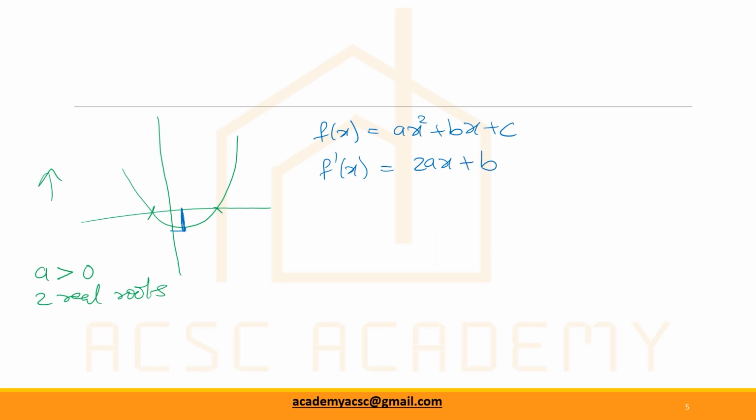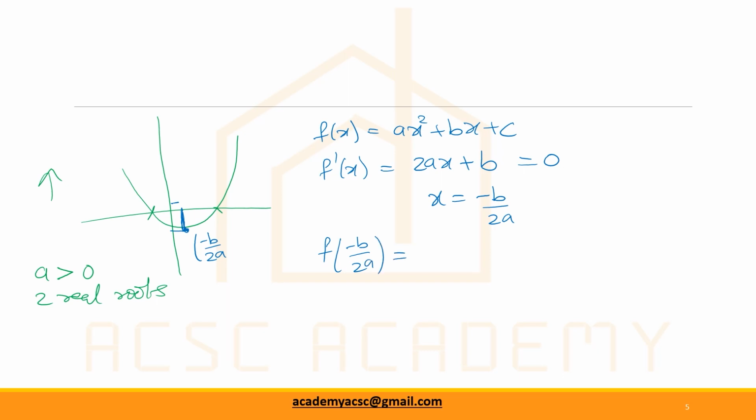And we will equate that to 0. From that we will be getting x equal to minus b by 2a, which means the x coordinate for this particular point, or we can say this particular distance, is nothing but minus b by 2a. And at this particular point, what will be the value of the function itself, which means f of minus b by 2a, that is what we want to find out.